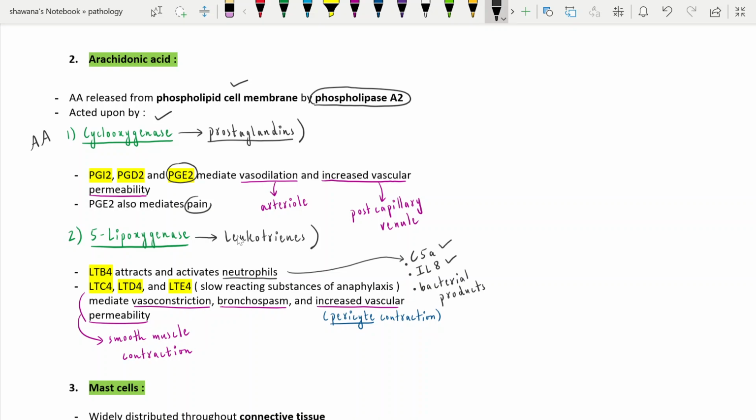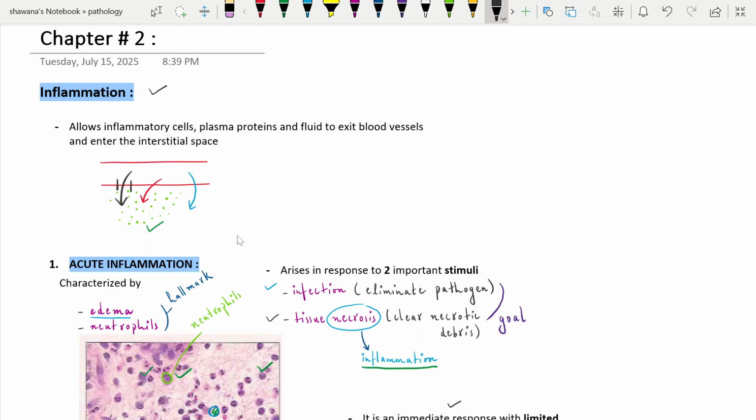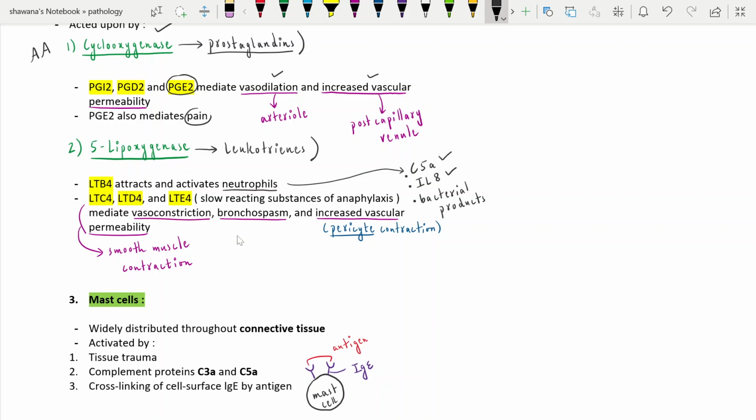They mediate vasodilation. They cause increased vascular permeability. Why are vasodilation and increased vascular permeability important? Because inflammation is the leakage of fluid and blood content from the blood capillary into the interstitium, so vasodilation and increased vascular permeability play a role in inflammation, right? Also, prostaglandin E2 mediates pain and fever. So these functions are mentioned.